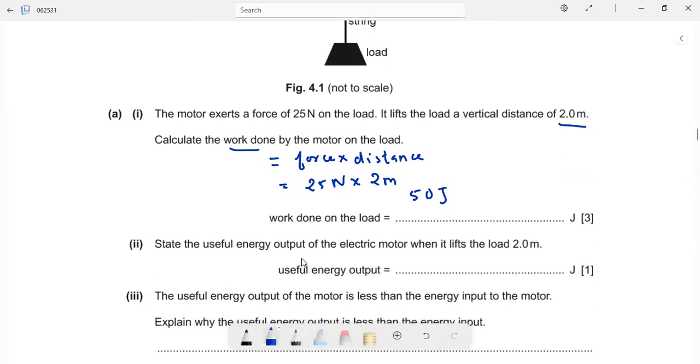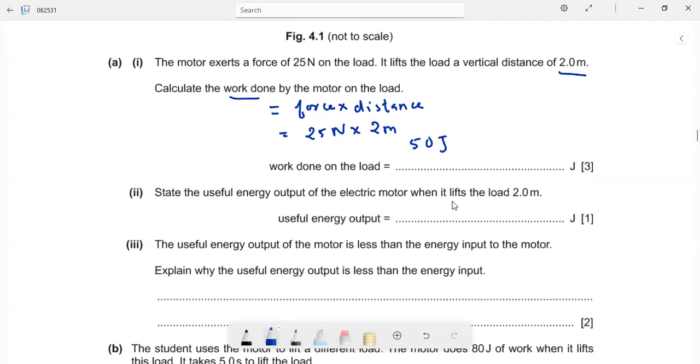State the useful energy output of the electric motor when it lifts the load 2 meter. So the output is same as this one. That is the useful energy output. So it will be 50 joule. The useful energy output of the motor is less than the energy input of the motor. Explain why the useful energy output is less than the energy input.